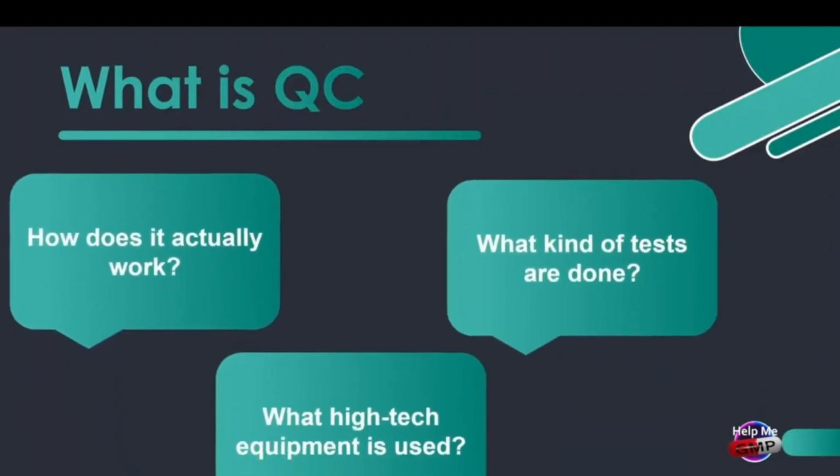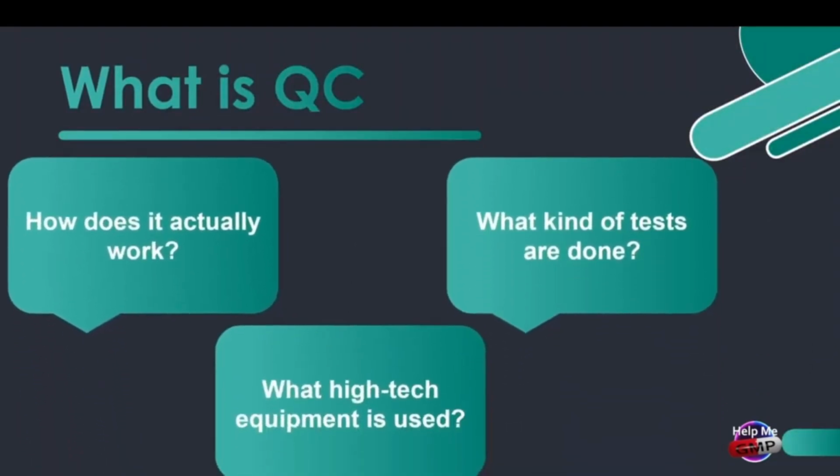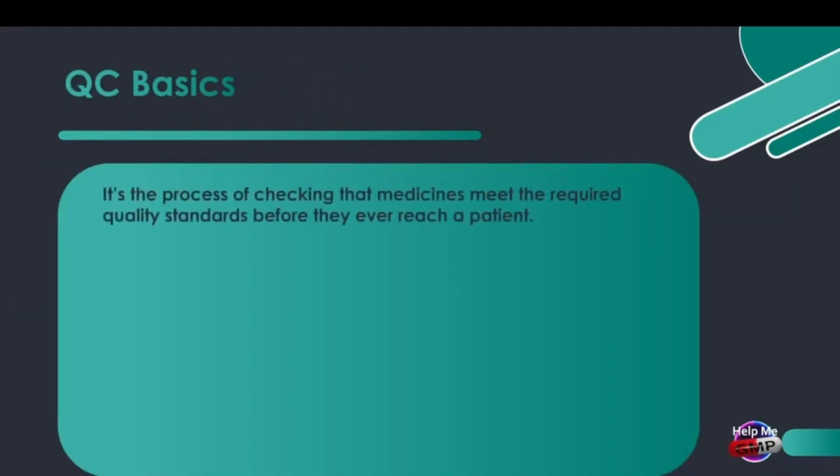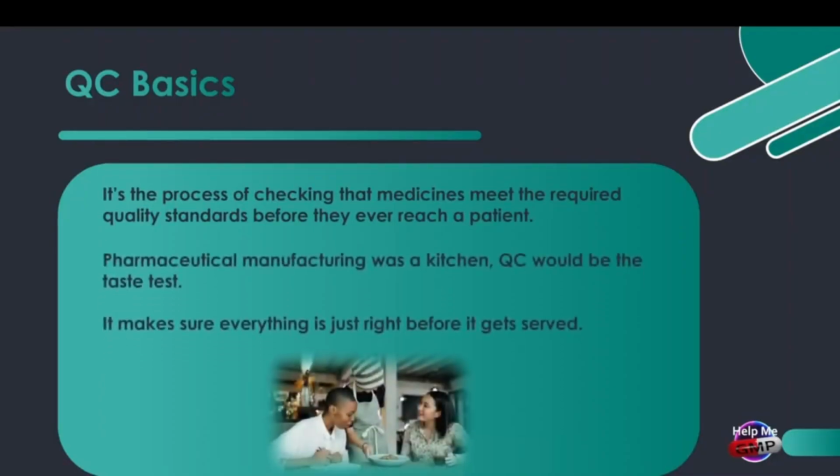What kind of tests are done? And what high-tech equipment is used to make sure these medicines meet the highest standards? Let's look at the basics. Quality control is the process of checking that medicines meet the required quality standards before they ever reach a patient. If pharmaceutical manufacturing was a kitchen, QC would be the taste test. It makes sure everything is just right before it gets served.